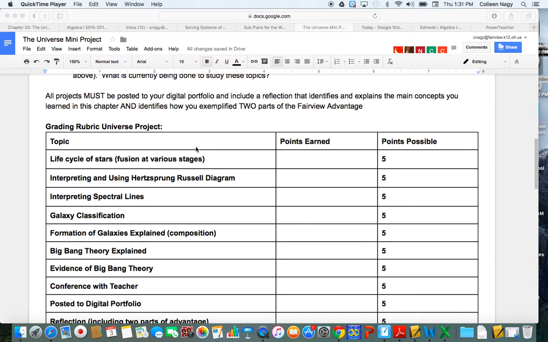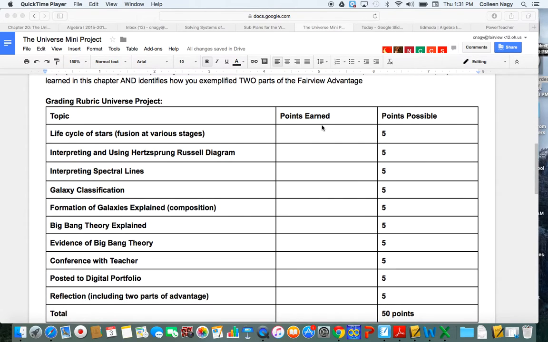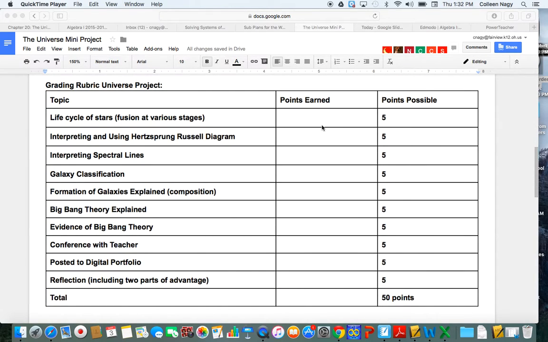All projects have to be posted to your digital portfolio and include a reflection. Your reflection is maybe one to two paragraphs. It's going to identify and explain the main concepts you've learned in this chapter and identify how you've exemplified two parts of the Fairview Advantage. The poster for the Fairview Advantage is in the back of the room, or you can use the one on the Fairview website. This is how you are going to be graded on it.